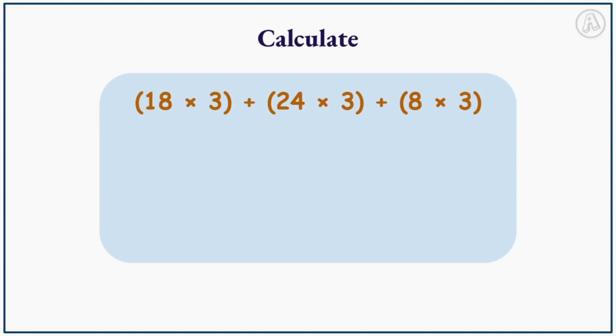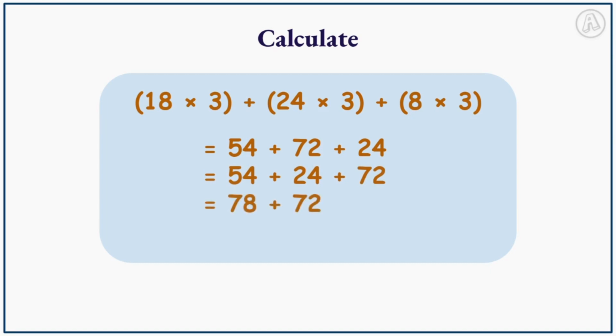18 times 3 plus 24 times 3 plus 8 times 3. If we calculate this question in the current form, we start by calculating the brackets. So 18 times 3 equals 45, 24 times 3 equals 72, and 8 times 3 equals 24. We can then use the associative property to rearrange our numbers. So 54 plus 24 equals 78. This leaves us with 78 plus 72, which equals 150.